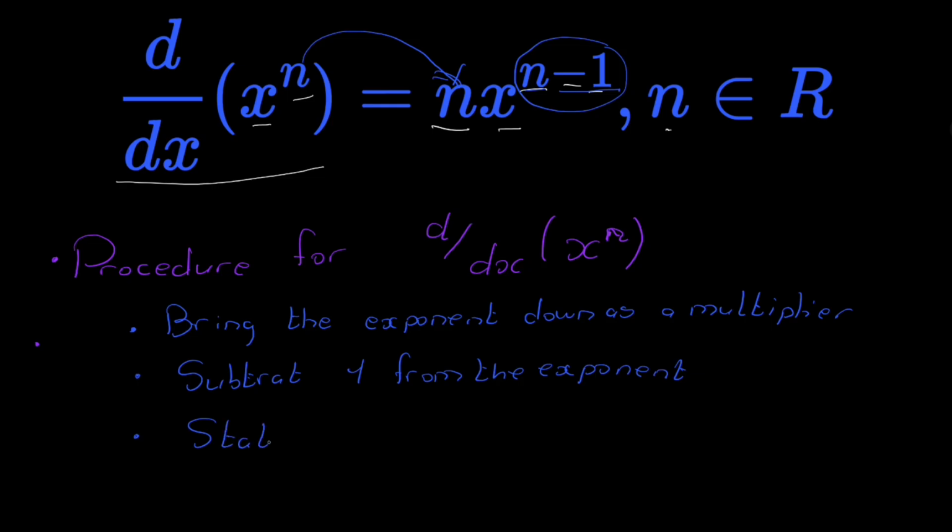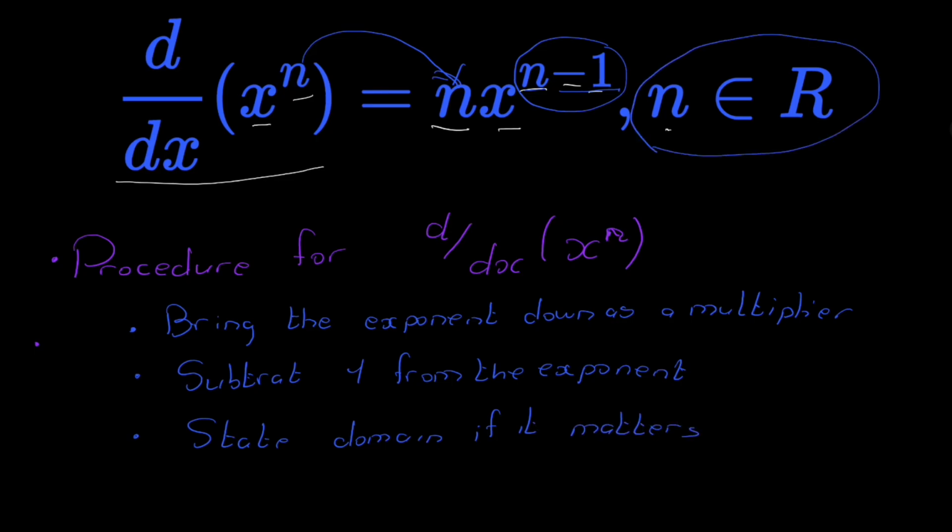state the domain if it matters. In the case above, the domain, n belonging to the real numbers, was stated, because if the domain is not stated, the whole power rule no longer makes sense. Yes, because it becomes unbounded. That means it does not define the type of values of n for which our function works. But with a domain stated, we know the different values of n, or x, or each term for which our procedure or our formula still works.